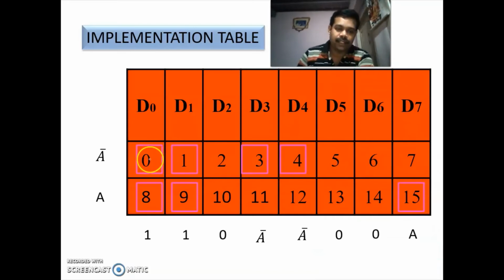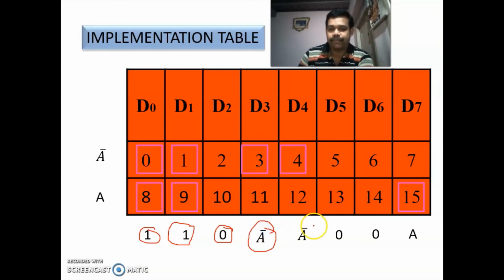If both the numbers in a particular column are encircled, then you have to put 1. If both the numbers in a particular column are not encircled, then you put 0. If only the second row of the particular column is encircled, then you put A bar. If both are not encircled, 0. If the third row of the particular column is encircled, then you put A.